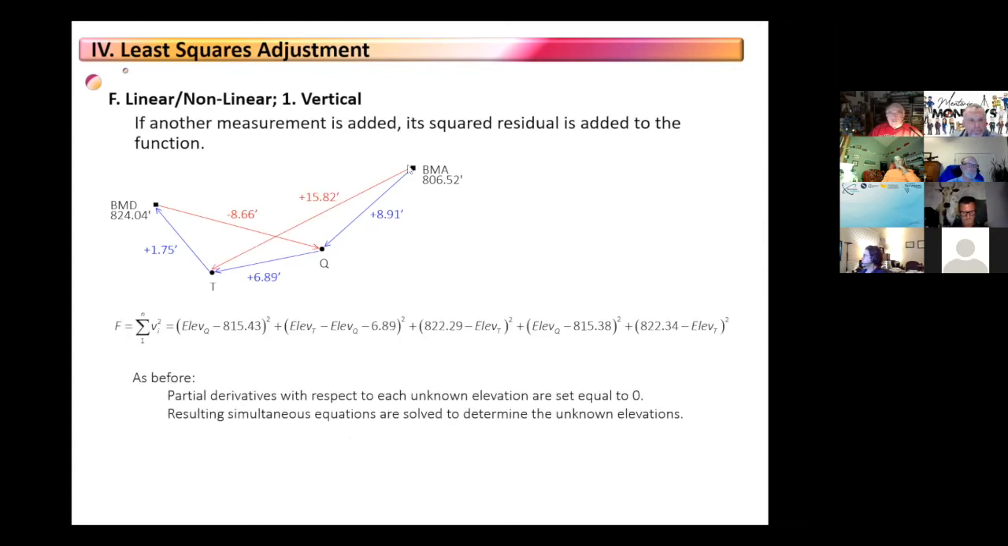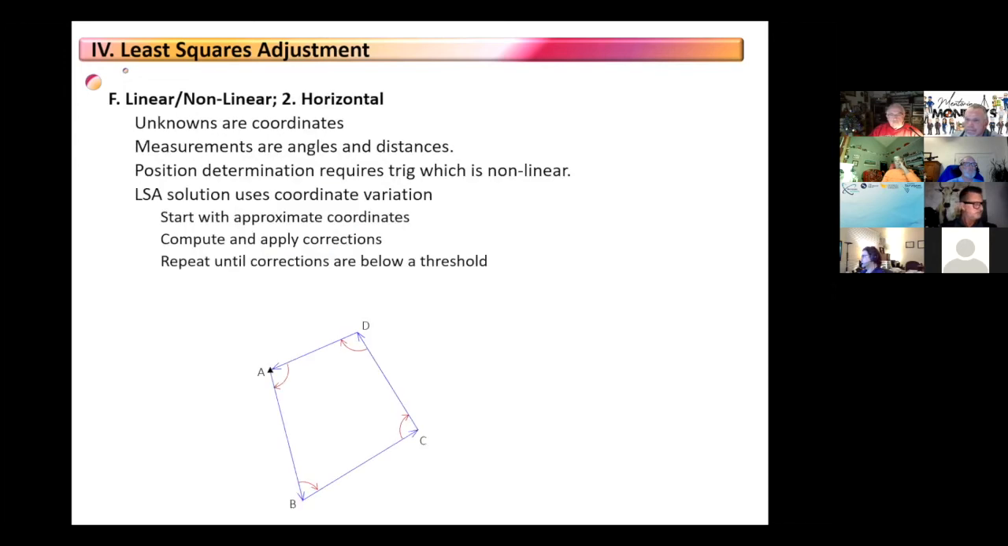If we added another observation in here, that one from BMA to T, we add another residual term in here. 822.34 minus elevation of T when I take into account this stuff here. This plus this minus elevation of T to get that residual. So I put that on there, and now when I take the partial derivatives, I'll have another term for T. I will not have another term for Q because Q doesn't appear in this residual. So every time I add one, I just add another residual term onto that equation, and I take the partial derivative of it. All right.